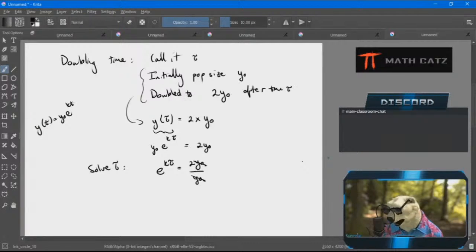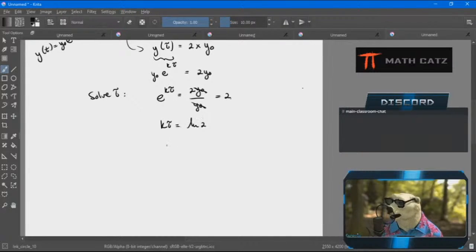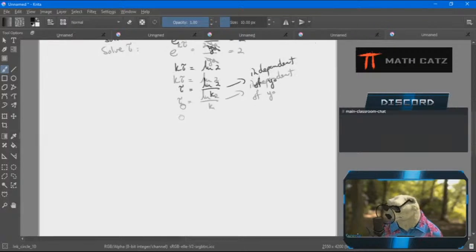It didn't matter if it was 500 or 10,000 or anything. I just get a 2. So k times tau is natural log of 2. So my doubling time is natural log of 2 over k. This is completely independent of how much I started with, of my initial population size. It's a property of the population and how it grows.